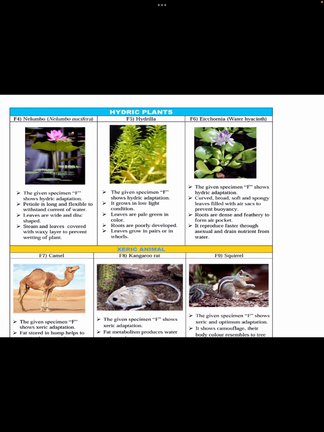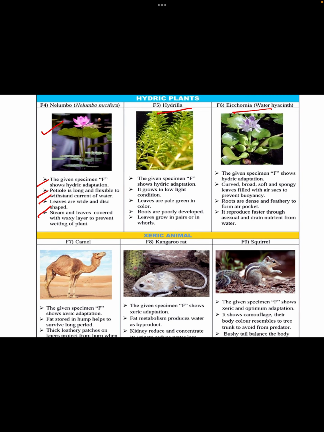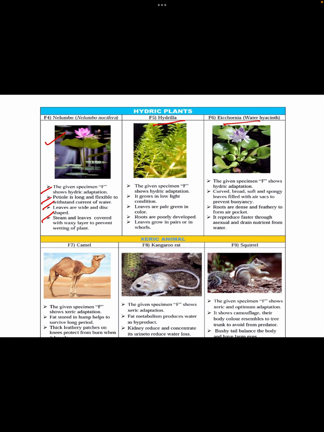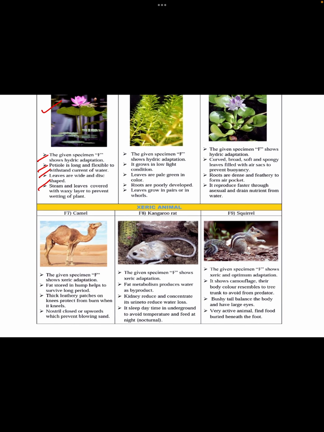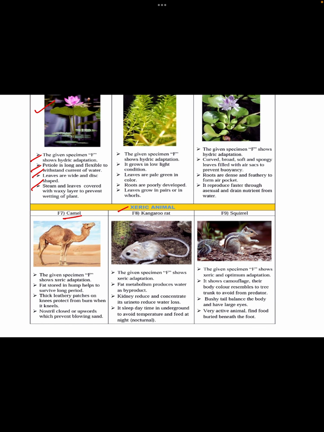So next are hydric plants. Nelumbo, this is a lotus, you can see. Why is it that the petiole is long and the leaf shapes are wide. These are the points I have given, please go through it. Then Hydrilla and Eichhornia. You have to identify the particular plant and write the key points. Then xeric animal. This is a camel, everyone will identify. Just identifying the camel doesn't fetch you marks, you have to mention it is a xeric adaptation in animals.